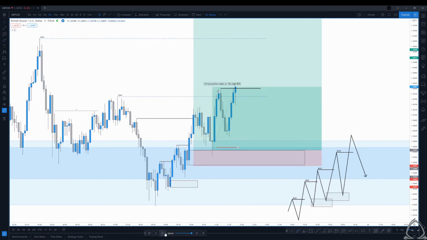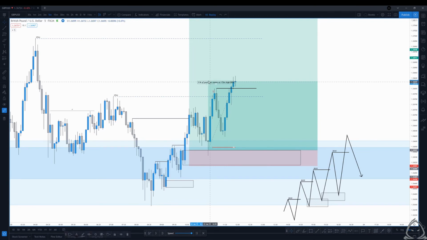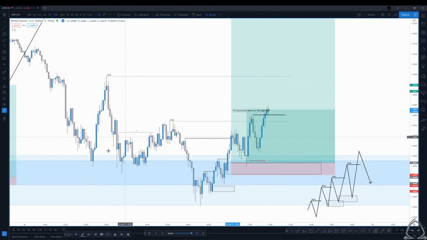And what we can see is price then moves to the upside. It breaks structure one more time. And I partialed out another quarter of my position at this 5 minute break of structure. I was being aggressive with this one only because it's Friday. I wanted to get in and out of the trades.